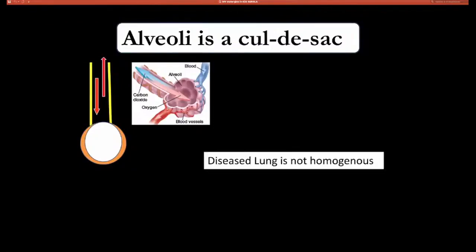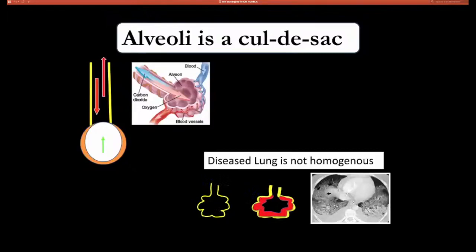So when you put in volume, a diseased lung is never homogeneous. Even a normal lung is not homogeneous. The bases are collapsed because of the weight of the lung which is above it, and there are more alveoli at the bases, which tend to collapse. So even a normal lung is not homogeneous, and the diseased lung is more heterogeneous. This is something you have to understand.